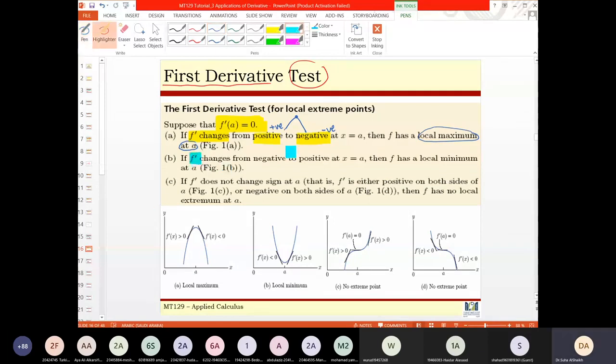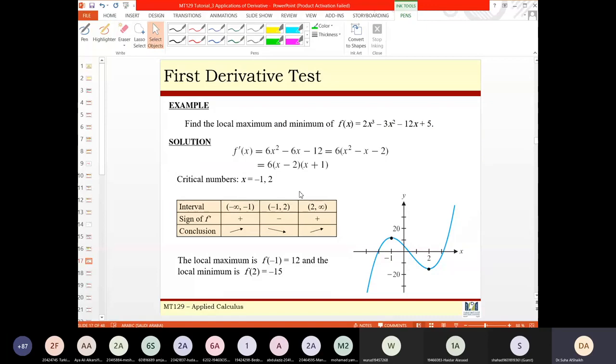If f dash changes from being negative to positive, meaning it was negative and became positive before and after the point, this means that my point is a local minimum point. If the function is not changing sign before and after the point A, it means it's not a maximum and not a minimum point. And to understand this, of course, we need to solve an example here.